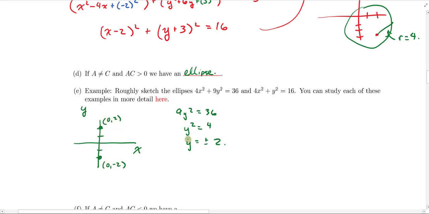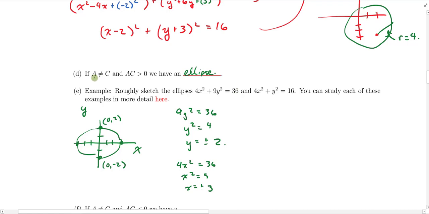And if I did the same thing here to find the x-intercepts, I'm going to let y be 0. So I'd have 4x squared would equal 36, or x squared is equal to 9, or x is equal to plus or minus 3. So 1, 2, 3, there's another intercept. 1, 2, 3, there's another intercept. And you could do a quick sketch then to quickly see that this describes an ellipse.